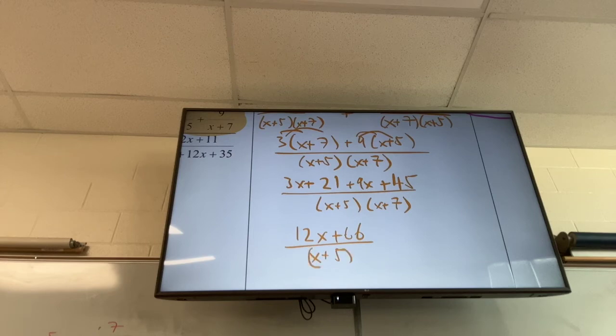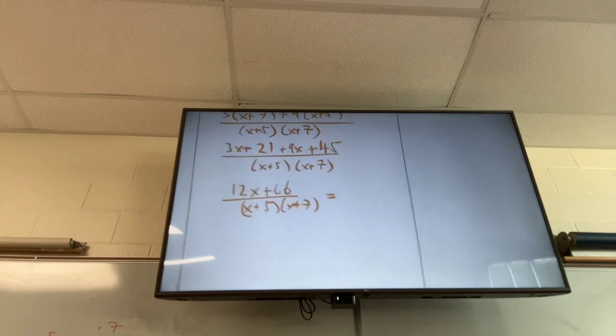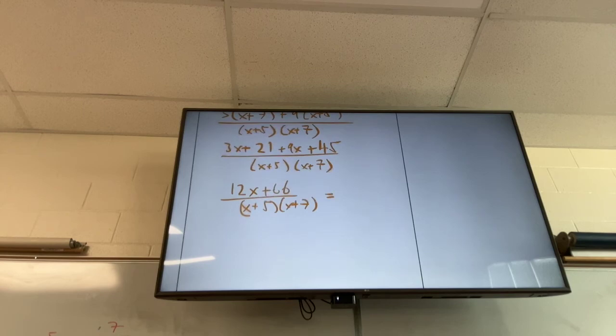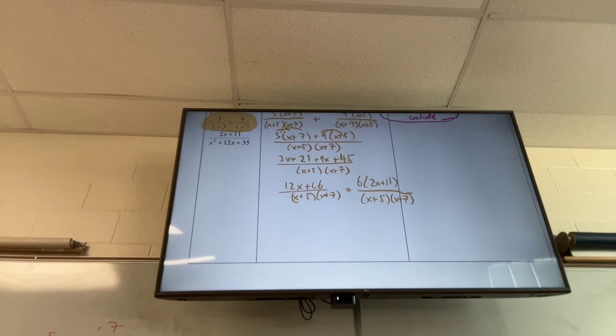Now I'm going to factor the top. It's a lot easier to work with these when everything's factored. Oh, what is that, 6? There you go. That's my top. Yeah, not too much work, right?